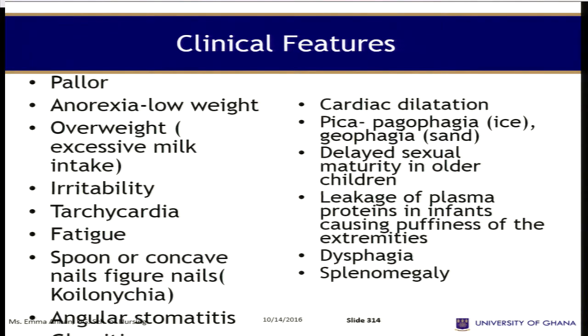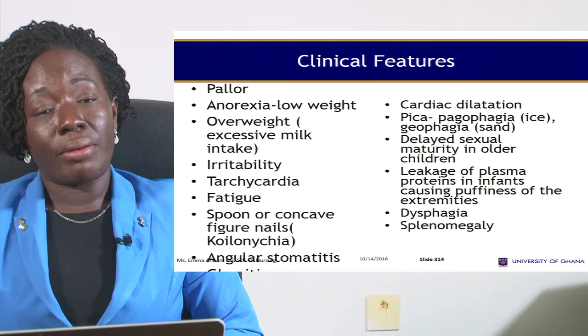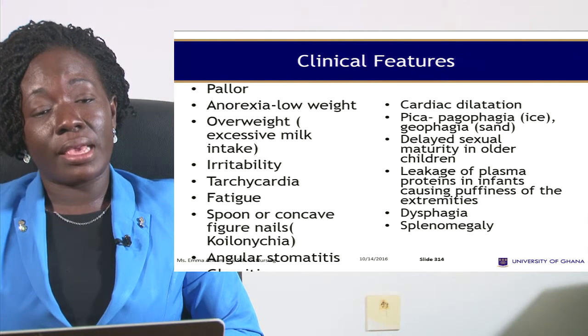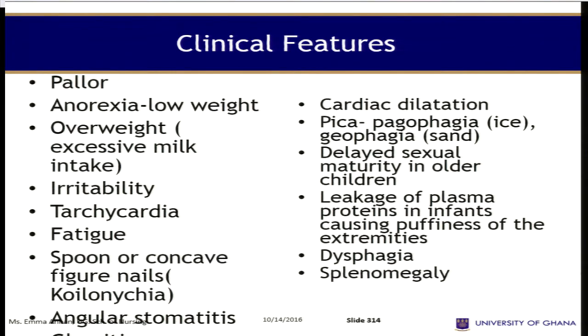Clinical features for iron deficiency anemia. Okay, so let's look at the clinical features. I'll mention a few of them. You have pallor, anorexia, you have overweight. Sometimes when our babies are overweight, we think that they have enough iron. It doesn't work like that. Some of them may be overweight but may be having iron deficiency anemia. Irritability, you have fatigue, you have spoon or concave fingernails. Sometimes there's cardiac dilatation, and they crave pica and so on and so forth.